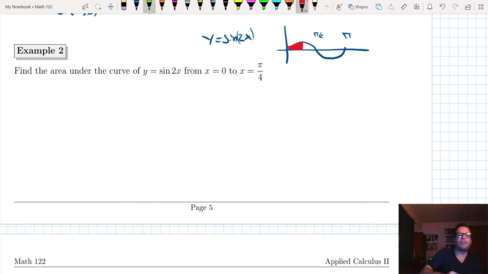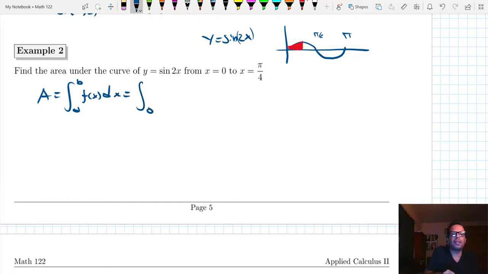All right, so the area under the curve is only the integral from a to b of the function that we want to find the area under, right? So in this case, the integral from 0 to pi over 4 of sine of 2x dx. Okay, so let's do our u substitution. So u equals 2x in this case. Du equals 2 dx. So we need to change the limits of integration.